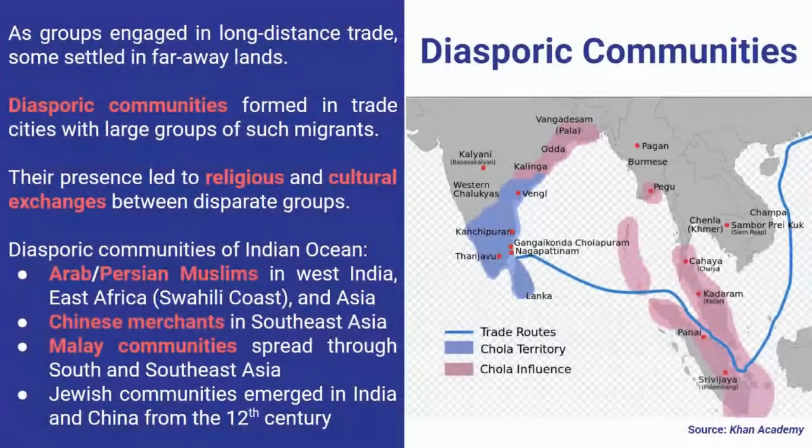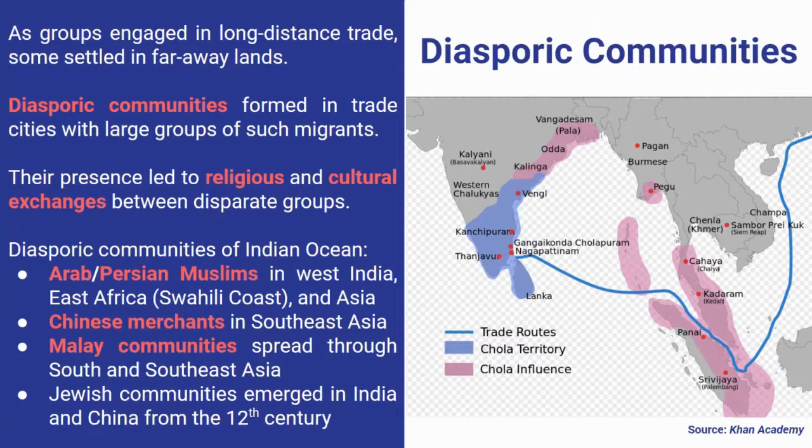As that long distance travel happens more and more, some people start settling in places that are not their homeland. We call these diasporic communities, or a diaspora. They form mostly early on in trade cities, and usually where there's large groups of such migrants, you would have large communities form. Where you have a large Muslim diaspora, you'll have mosques start being built so all of those people have a place to worship. Their presence leads to both cultural and economic exchanges, as well as the exchange of knowledge and technology between very different groups.